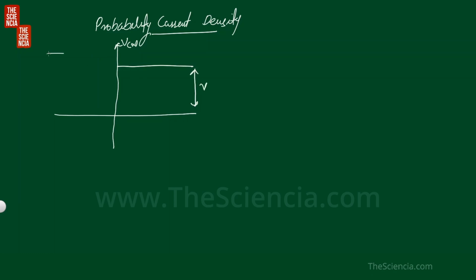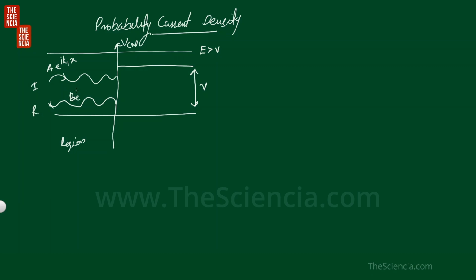So when a particle of energy E, which is greater than the potential of the step, when we solve the Schrodinger equation, we will get the wave function in region 1, that is the incident wave, and the corresponding wave function will be a e raised to i k1x, and there will be a reflected wave, and the corresponding wave function will be b e raised to minus i k1x, and in region 2 there will be a transmitted wave, and its wave function is c e raised to i k2x.